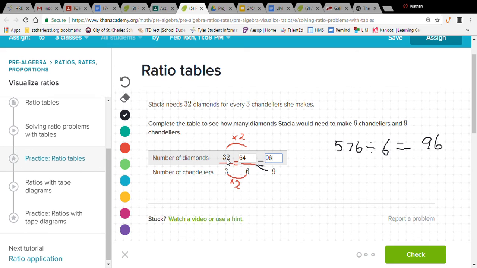Because even though these are ratios in a table, these are proportional ratios. These are equivalent ratios. So you can solve these just like proportions because equivalent ratios are proportions. So 64 times 9, 576, divided by that leftover number 6, gets you that top number of 96.